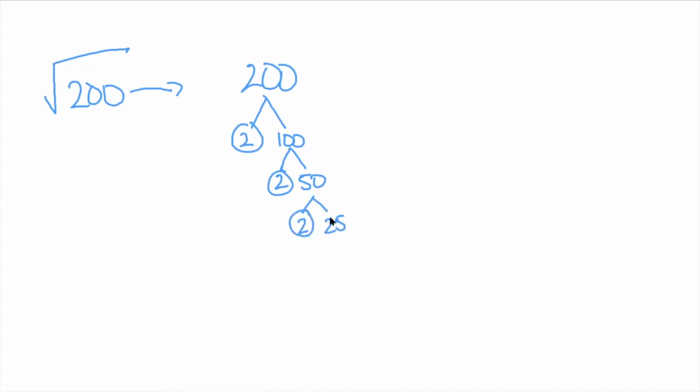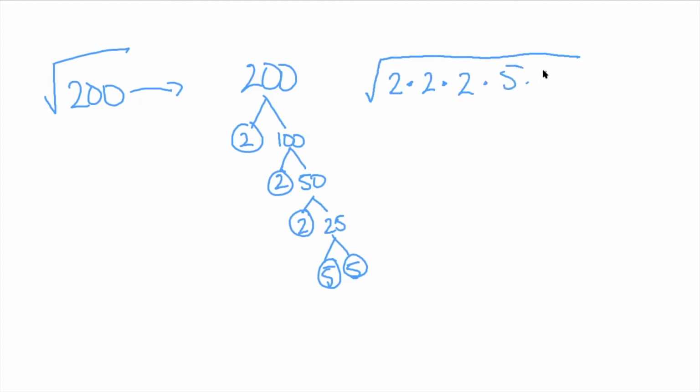Circle that. So then 25, can it be divided by 2? No. 3, no. The next prime would be 5, yes. And so we say that's 5 times 5. So both those are prime. So our prime factorization for 200 here is going to be 2 times 2 times 2 times 5 times 5. And so we can rewrite this radical as the square root of 2 times 2 times 2 times 5 times 5.